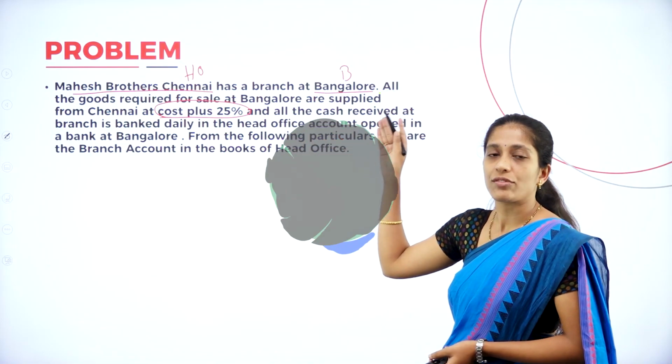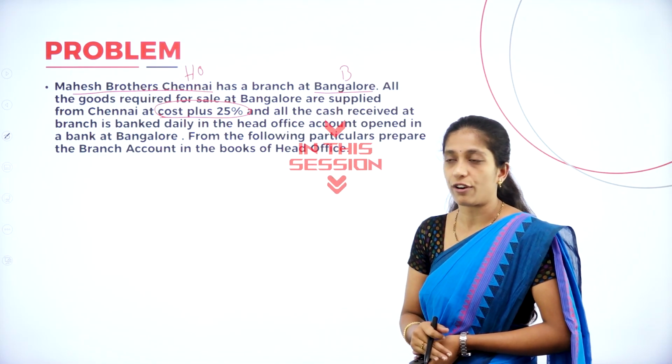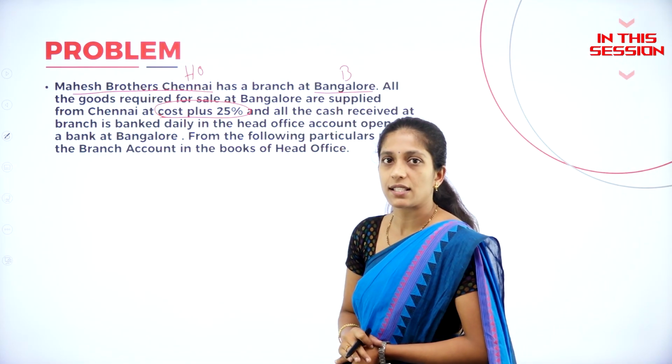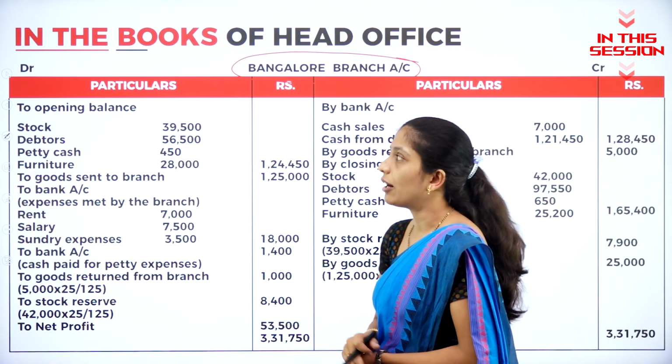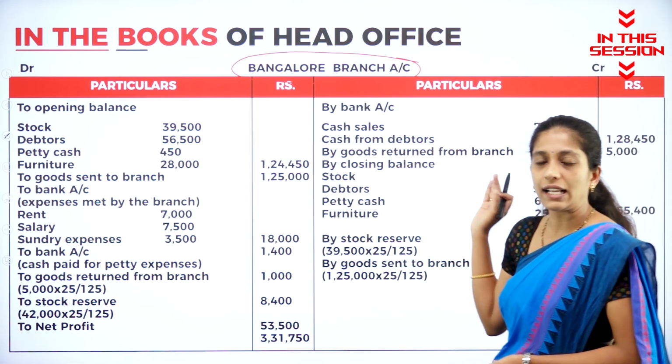The Bangalore branch is totally dependent on head office. So whatever the expenses which is incurred by the branch. Now what is the format of branch account? So we'll be having debit side and credit side.